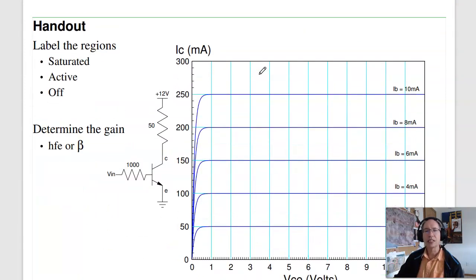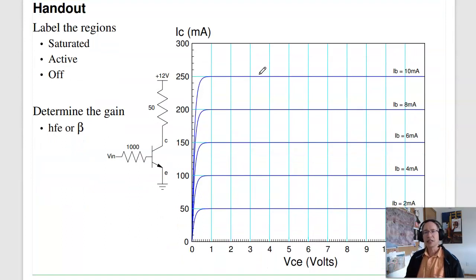So here's a handout. Suppose I had this transistor circuit. Label the regions saturated, active, and off, and determine the current gain. I'll let you pause the video, and then we'll go over that.